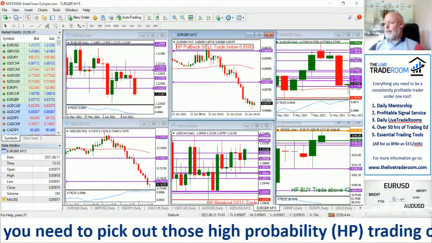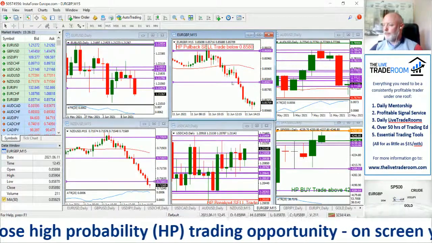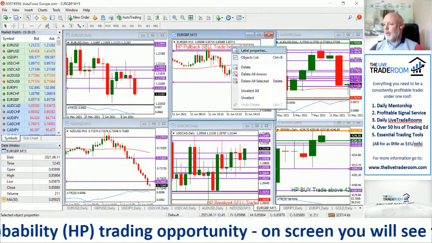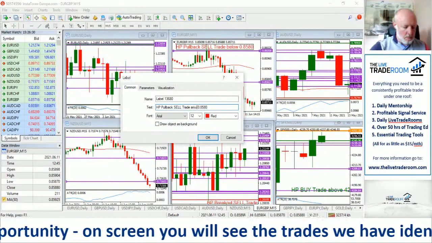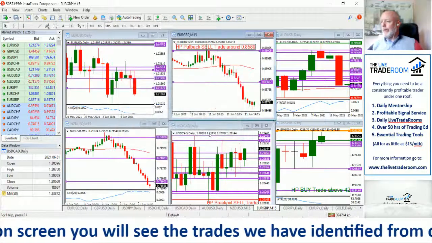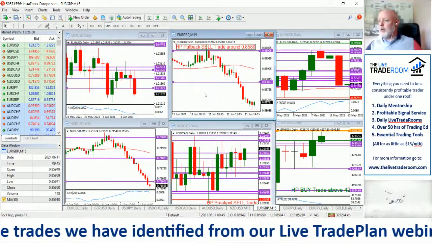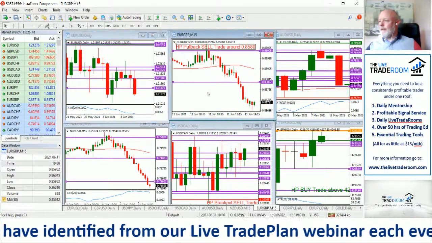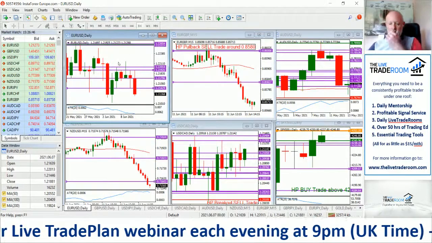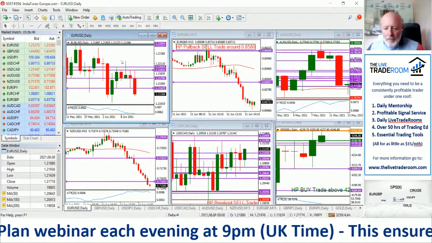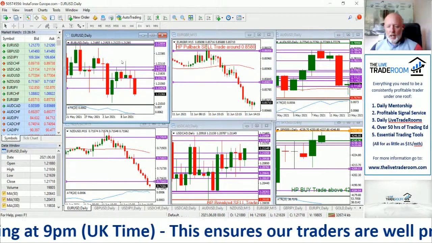So we got a pullback sell trade around that 85.80 level. Brilliant. So you took a small profit. Fantastic. In 4 trades now. Brilliant.